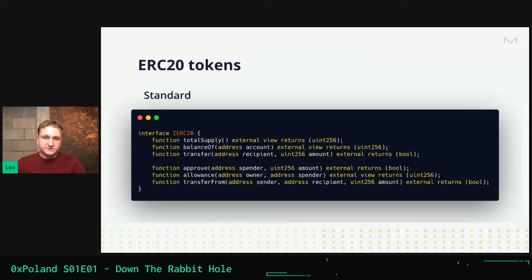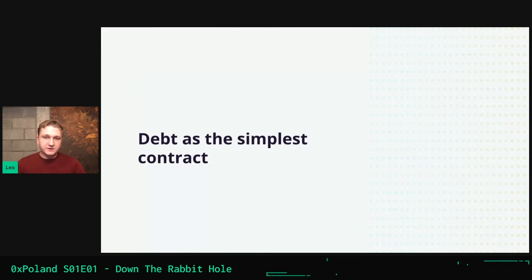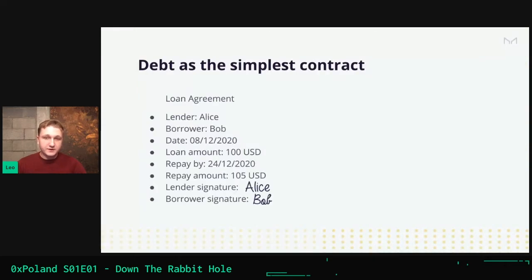So now that we understand the ERC20 tokens, we can look at debt as the simplest contract in the legal system, because debt is just one obligation. Here we have the most basic contract. Obviously, I don't recommend using it, but this is the structure of the most basic debt contract.